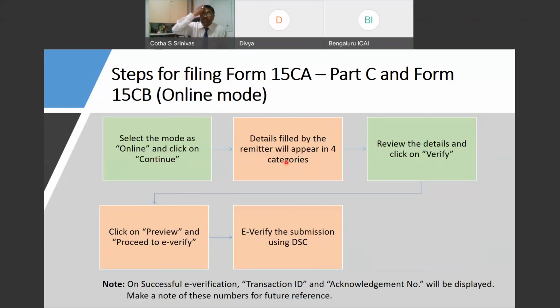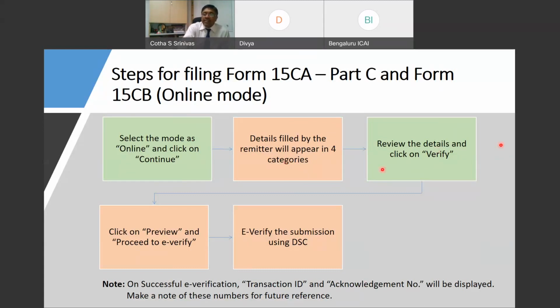Whatever information has been filed by the remitter, he will upload that. So it will appear in 4 categories. The 4 categories mean he may give the details of the remitter, the details of the remittee, the tax calculation as per the Income Tax Act, and the tax calculation as per the DTAA. Some other information, we know what are the contents of Form 15 CB, all those things he will give.